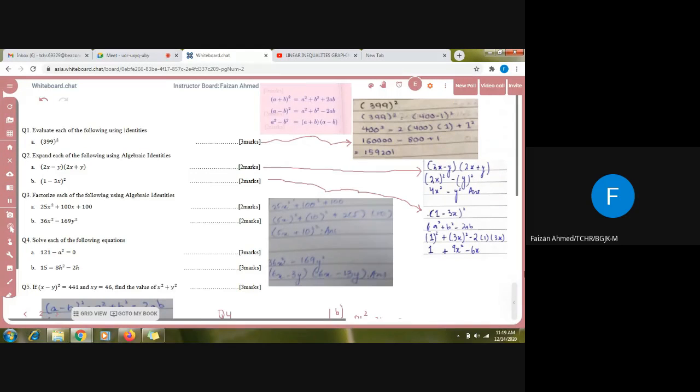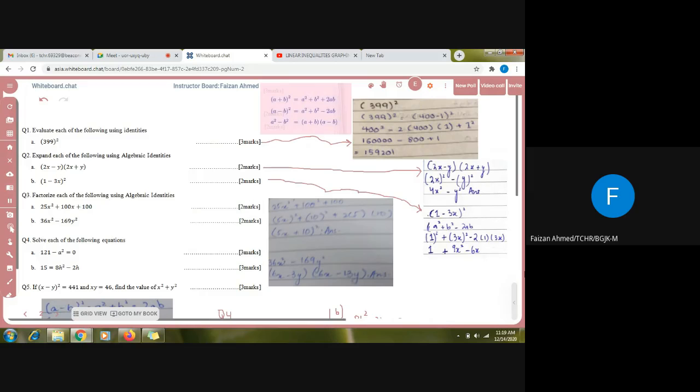Assalamu alaikum students, grade 8 students, this is your mathematics marked assignment, and this assignment was of 20 marks. The topic of the assignment was algebraic identities and solving quadratic equations by factorization.